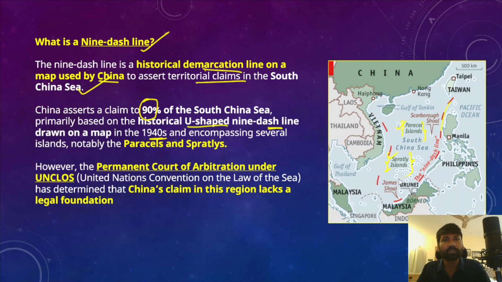However, the littoral countries in the South China Sea have approached the Permanent Court of Arbitration under the United Nations Convention on the Law of the Sea. The Permanent Court of Arbitration has given a judgment that China's claim over the 9-dash line in this region lacks any legal foundation. So Chinese arguments are not legal in nature. Therefore, the Permanent Court of Arbitration gave a judgment in favor of the other countries such as the Philippines and Vietnam. So this is the 9-dash line, and let's move to today's practice question.